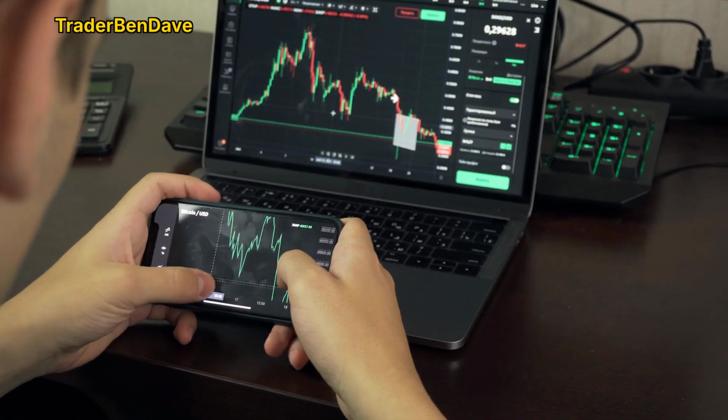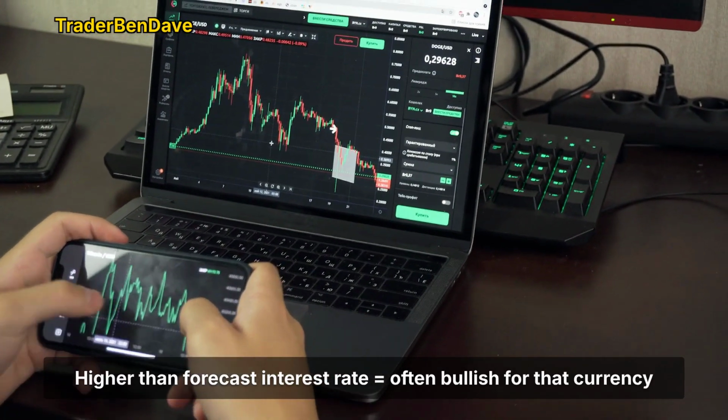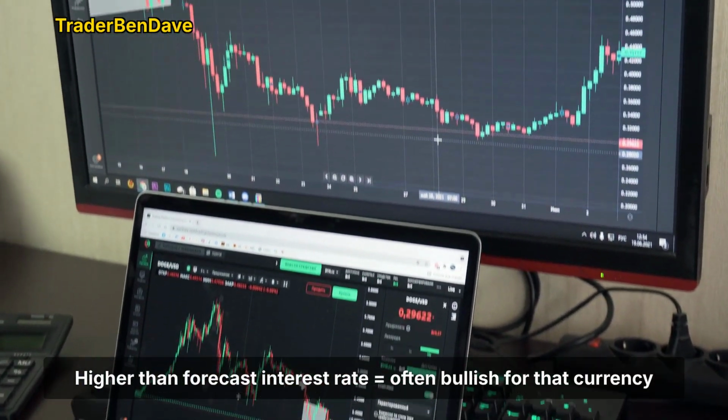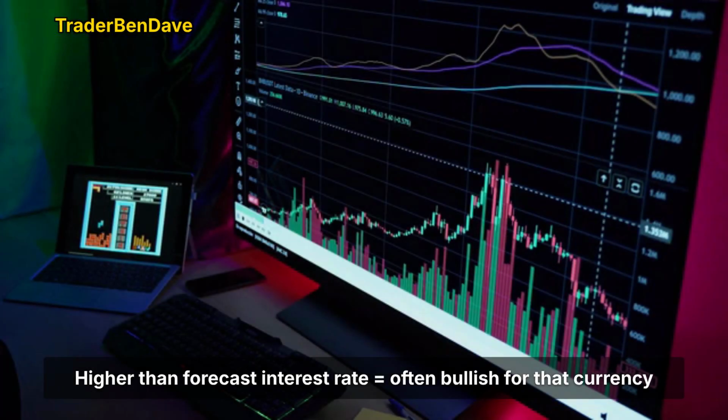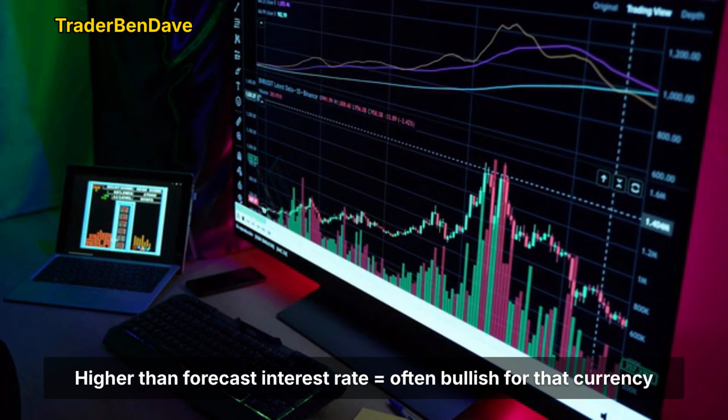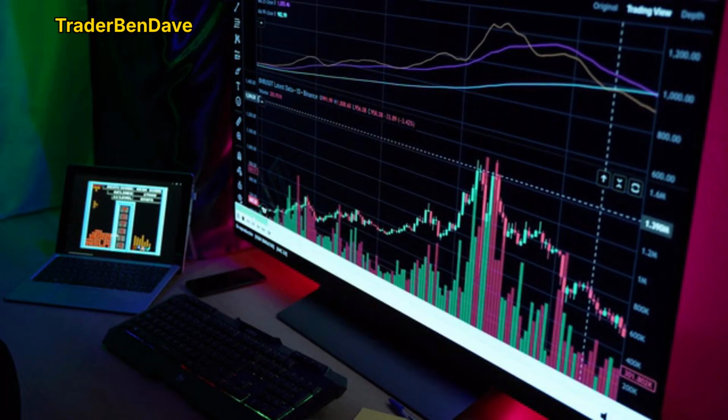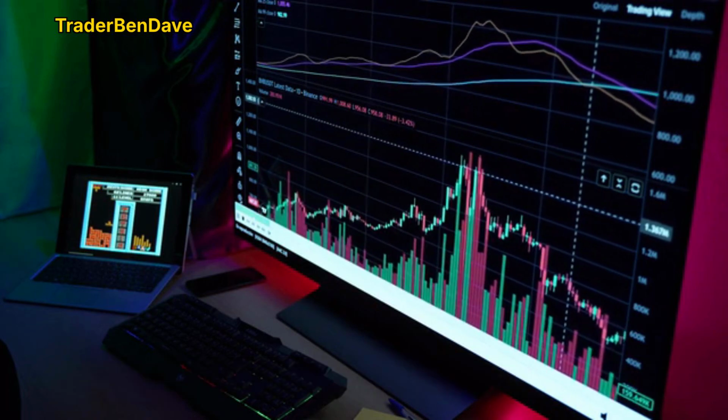If a country's interest rate comes in higher than forecast, that's usually bullish for that currency. Higher rates tend to attract foreign investment. If CPI inflation comes in lower than forecast, that often weakens the currency because it suggests the central bank has less reason to raise rates.